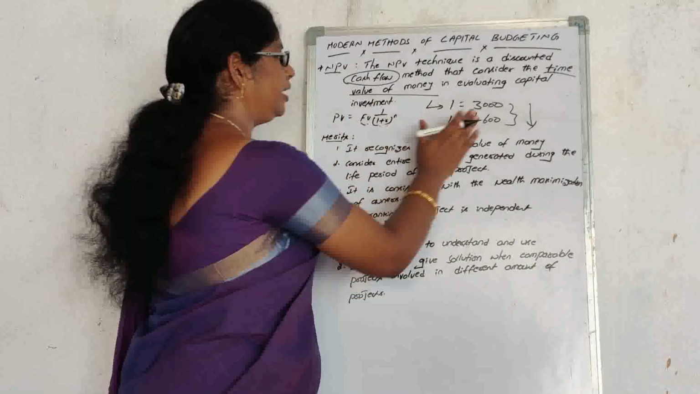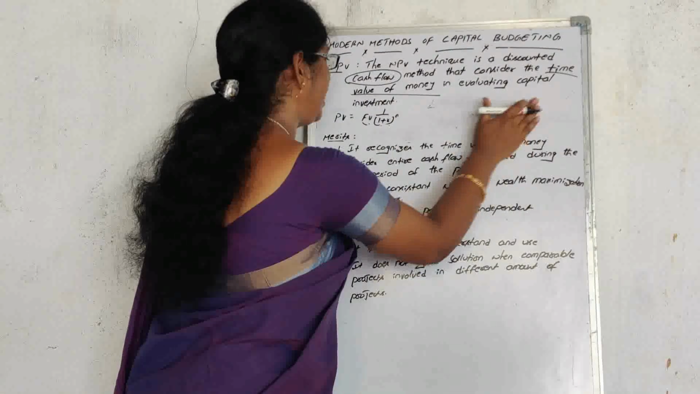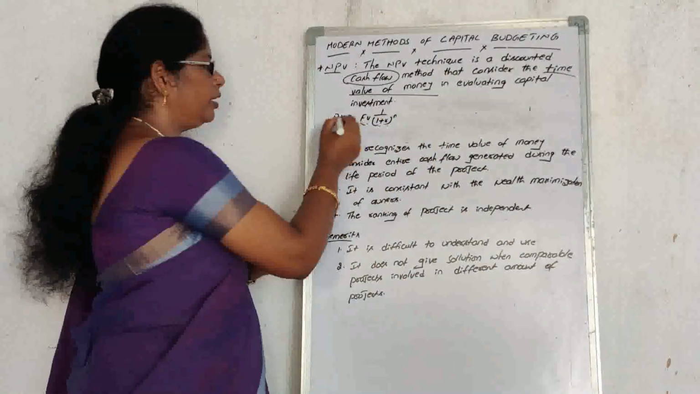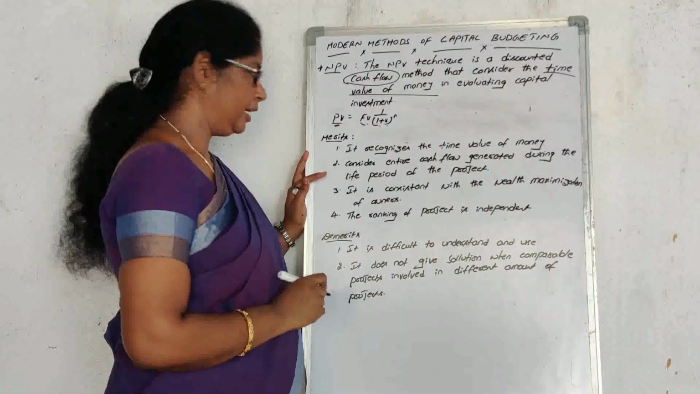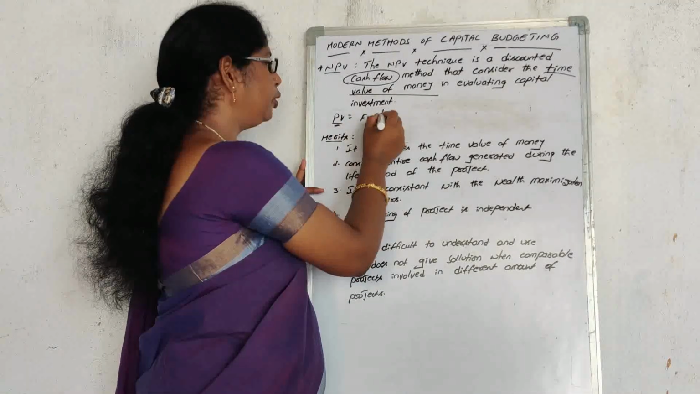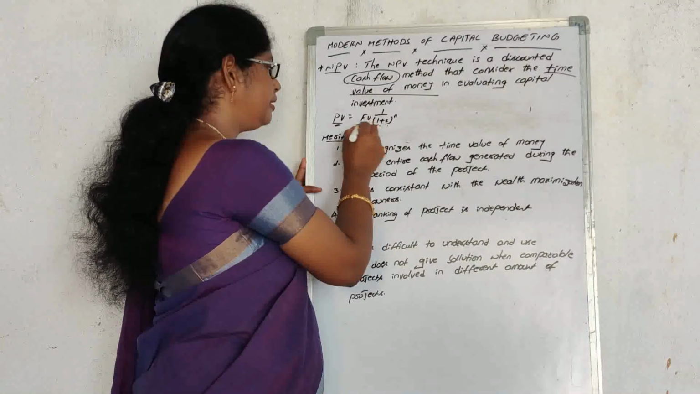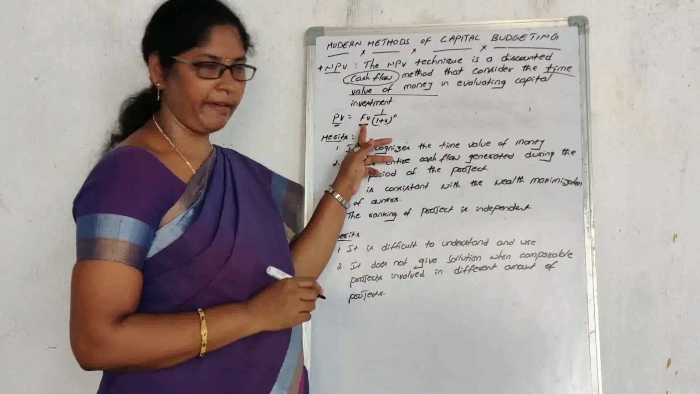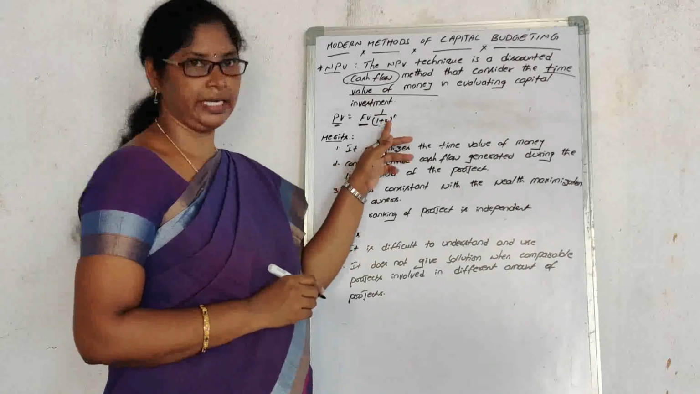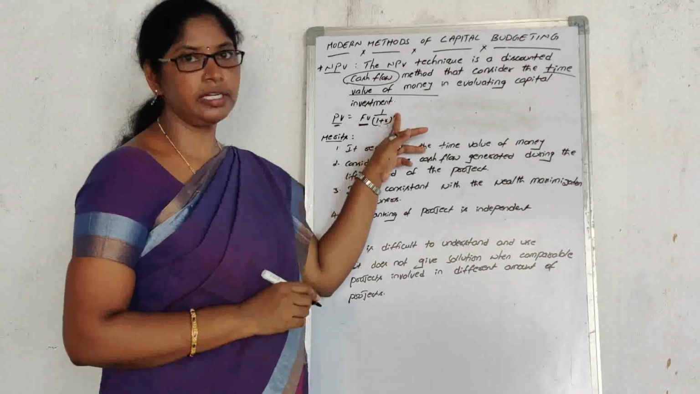So coming to the formula of the present value technique, if we want to determine the present value, it is future value into 1 divided by (1 plus r) whole power n, where F equals future value, r equals rate of interest, and n equals number of years.